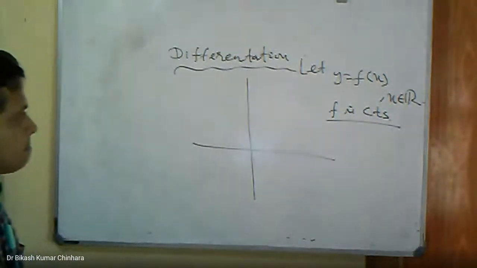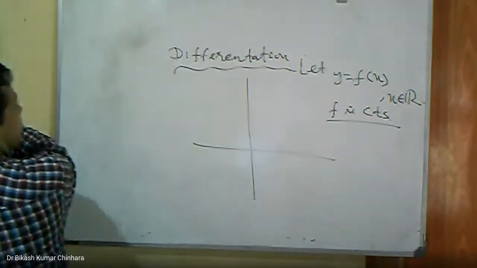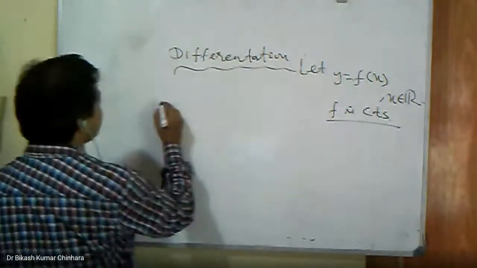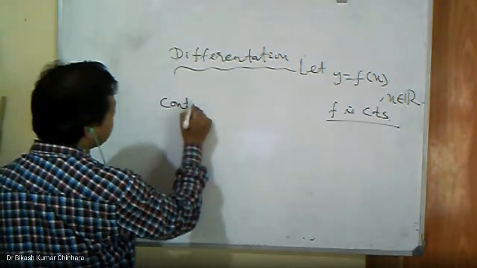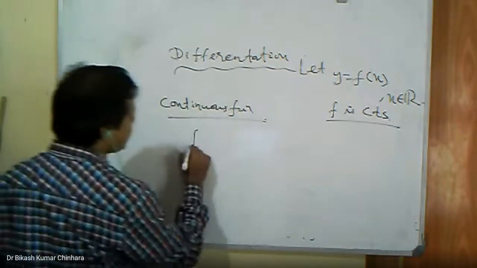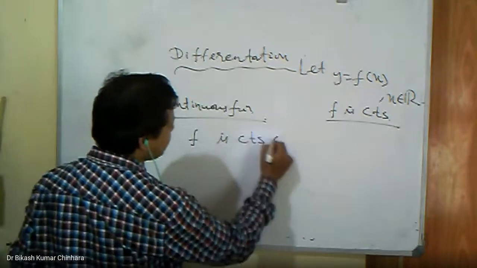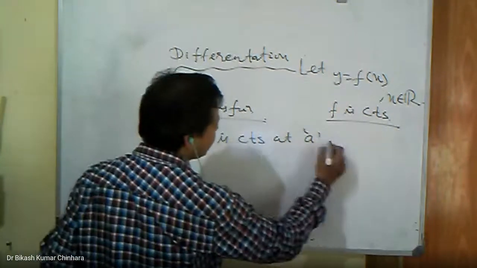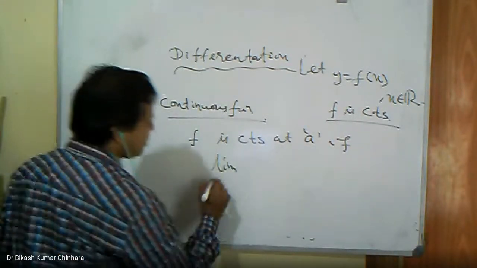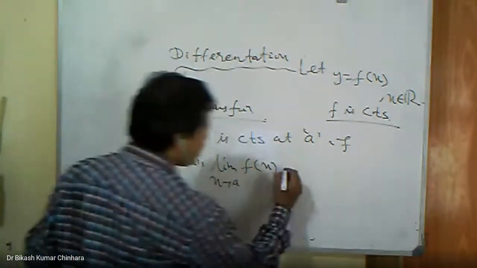I have not discussed the continuous function. Just give me some time. So, continuous function: a function f is continuous at a if limit x tends to a, f of x exists.